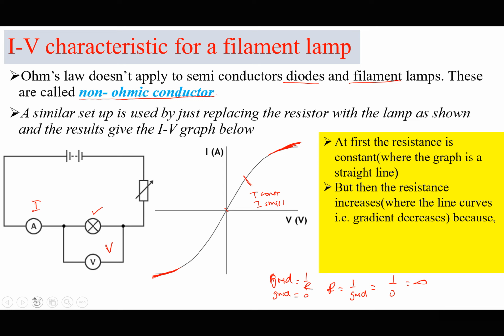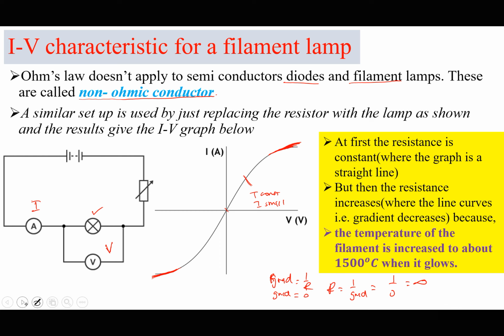Why is the gradient decreasing, or why is the resistance increasing? Of course, remember the resistance is equal to 1 over the gradient, and if the gradient is decreasing, it means the resistance is increasing. So at first, the resistance is almost seen to be constant, where we have a straight line. But then the resistance increases. That is where the line curves or the gradient decreases. This is because for the filament lamp to light, the temperature of the filament must increase to about 1500 degrees Celsius. The filament will only light if the temperature is high enough, about 1500 degrees Celsius.